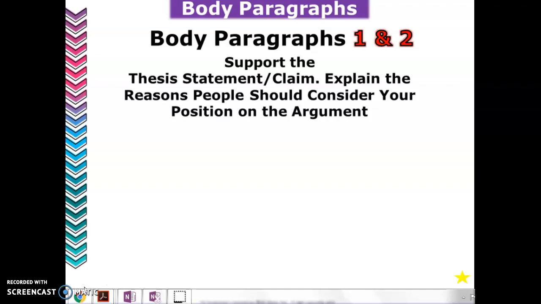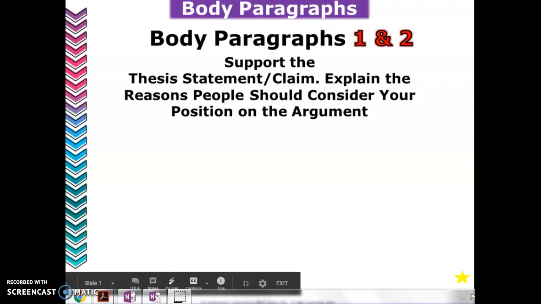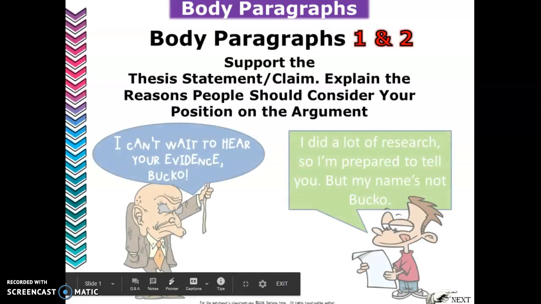So we're looking at the body paragraphs 1 and 2. And when you are writing your body paragraphs 1 and 2, this will be right after your introduction, you are going to be supporting the thesis statement, or your claim, in these paragraphs. Now, these are going to explain the reasons people should consider your position on the argument.